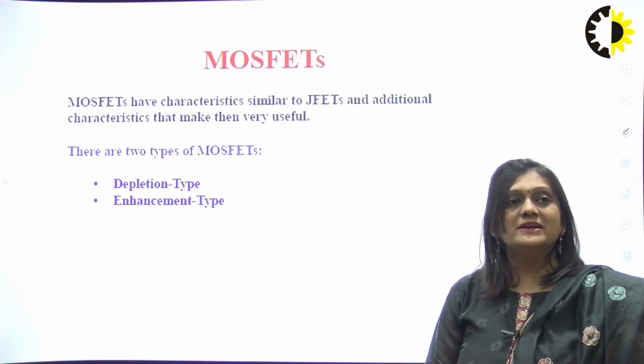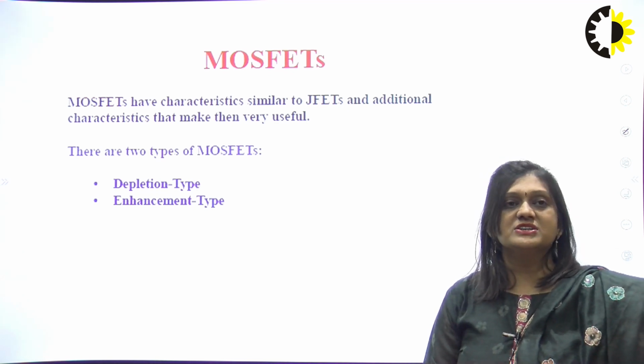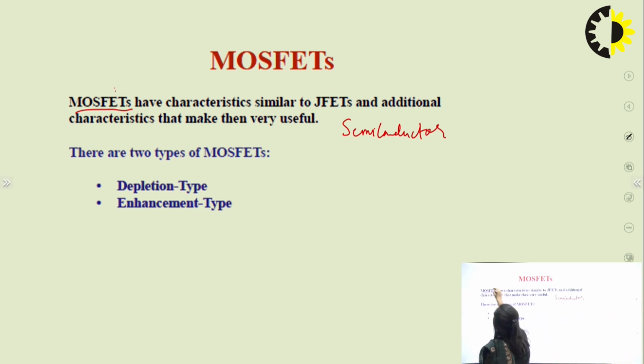MOSFET stands for metal oxide semiconductor field effect transistor, and it is different from the junction field effect transistor, that is a JFET, because there is something extra in this MOSFET, that is semiconductor oxide. Semiconductor oxide is not present in the JFET. This semiconductor oxide provides high insulation to the MOSFET. That's why its input impedance is more in comparison to the JFET. And a MOSFET is also called an insulated gate FET, IGFET.